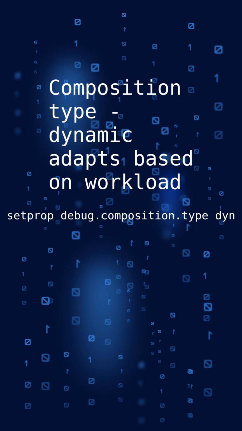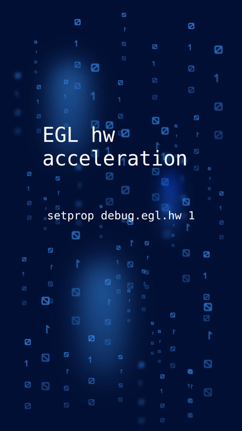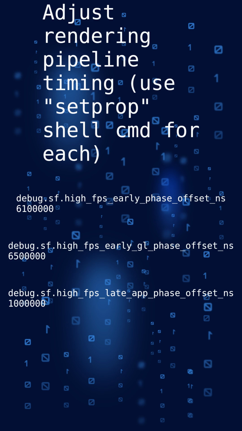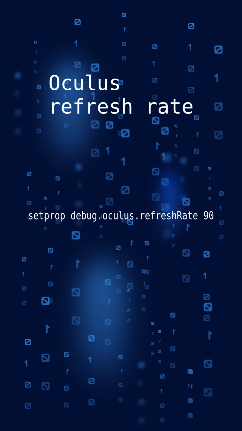You can also force EGL hardware acceleration with following. You can also try to adjust timing for various stages of rendering pipeline by adjusting the following three properties. This can help you minimize latency and stuttering. The offsets will vary depending on the device. Experimentation might be required.